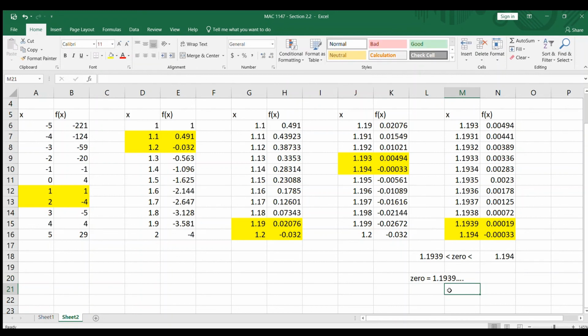So if you want to find an approximation for the 0 that is correct to 3 decimal places, then the answer would be 1.194, because the number 9 here means you have to round up to 4 in the third place after the dot.